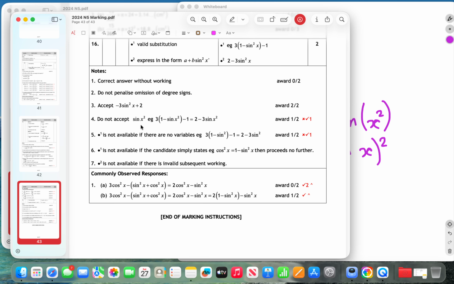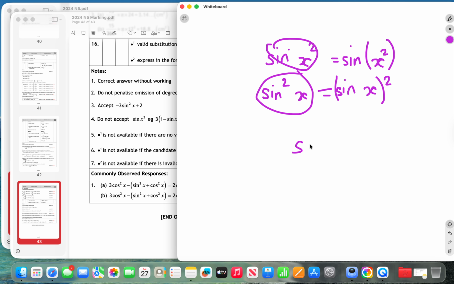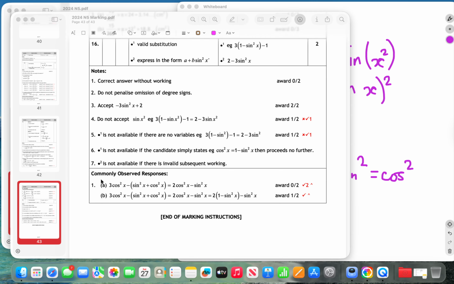You would also lose marks if you wrote this instead of sine squared x. You would lose marks for this, or this, for instance. So this would lose you a mark because you don't have any variables. So something like that.